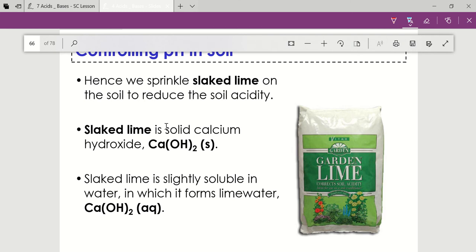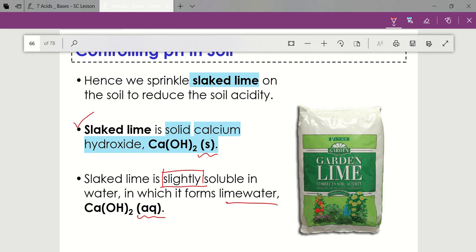To increase the pH, farmers generally use this chemical called slaked lime. What is slaked lime? It is solid calcium hydroxide. The other chemical that you are very familiar with is lime water, right? So do know that slaked lime, because it is just slightly soluble, when it is dissolved in water, actually forms the chemical lime water. So note the difference in the state symbol. What farmers use is slaked lime.